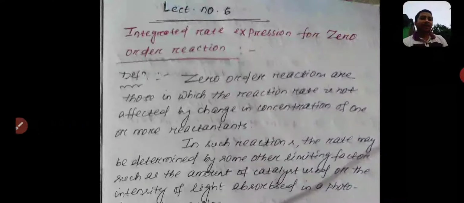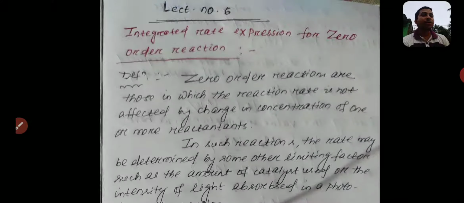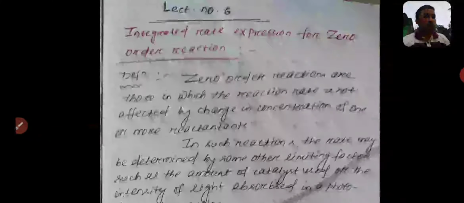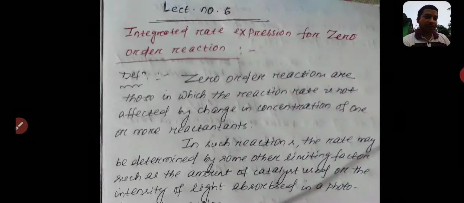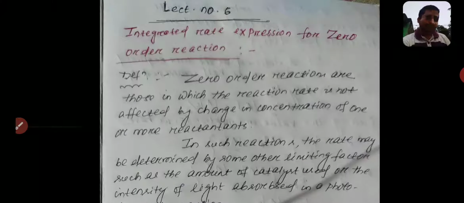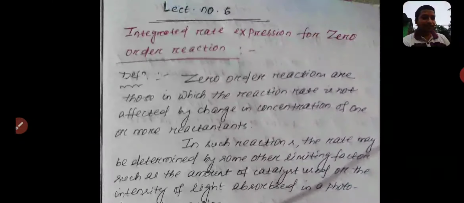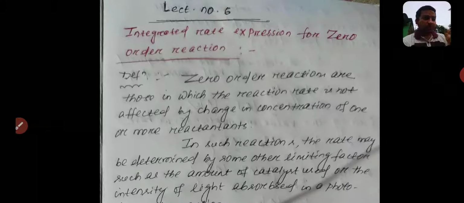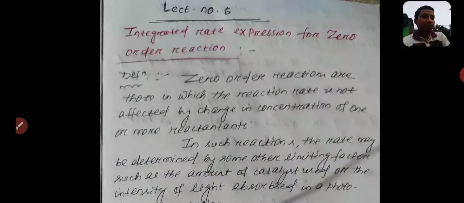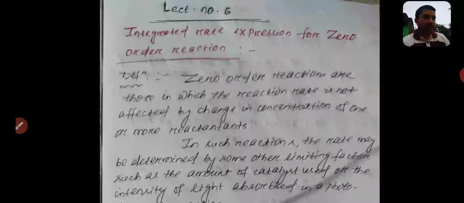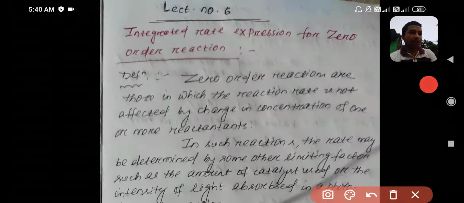So the first thing is the integrated expression for zero order reaction. Before going to zero order reaction, I have already told you about order of reactions, what their types are, and among the types, zero order reaction is one of them. So in order to discuss these long questions, let us move step by step, and first of all, let us see the definition.